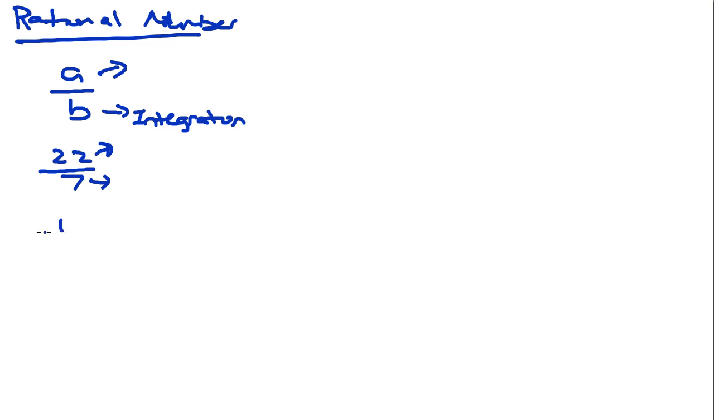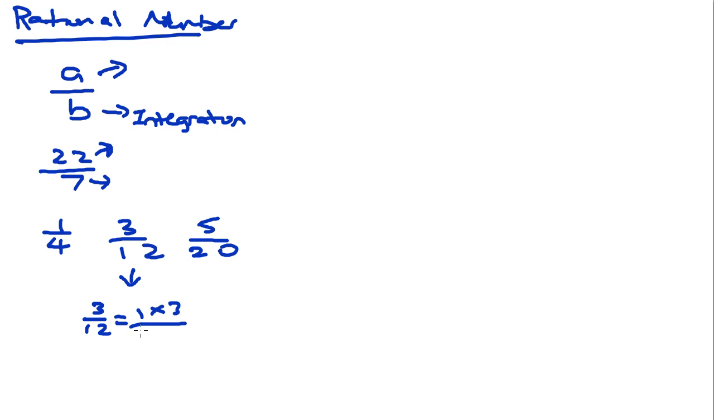So let's look at some examples. For example, let's look at a case of rational number. So let's have 1/4, 3/12, and 5/20. So these are all what we call equivalent fractions. Why are they equivalent? So actually 3/12, you can express it into other terms. 3/12 equals to 1 times 3 over 4 times 3, right? Because 3 is 1 times 3, 12 you can express it as 4 times 3.